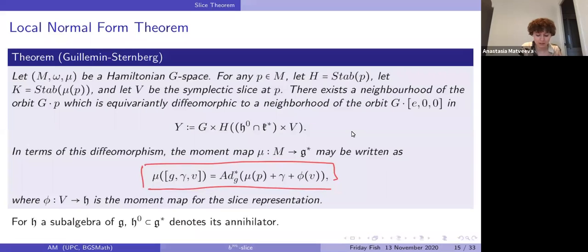Yeah, and that's used, well, I won't explain much of it, probably just say that H0 here is the annihilator, and this intersection is given by the moment map. No, I don't have time for it.